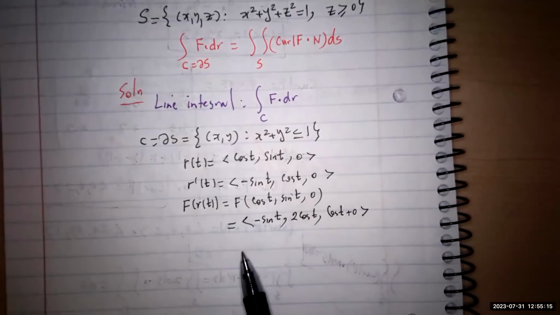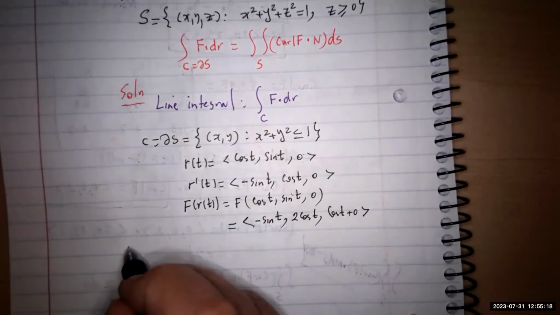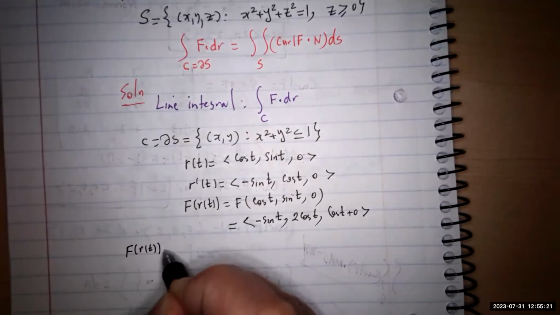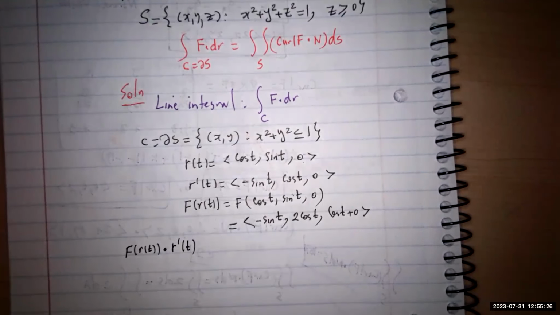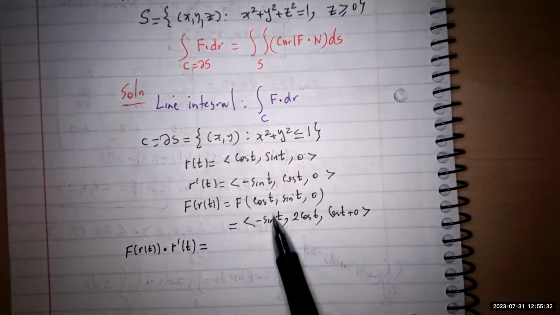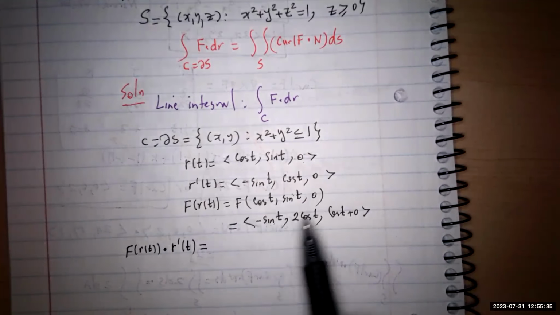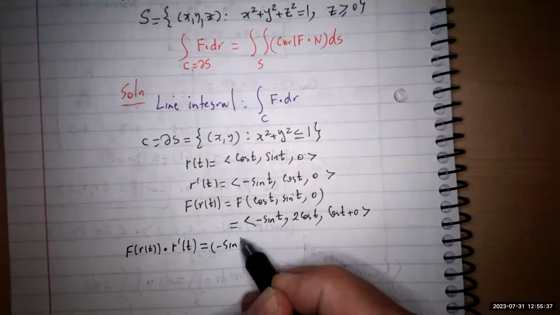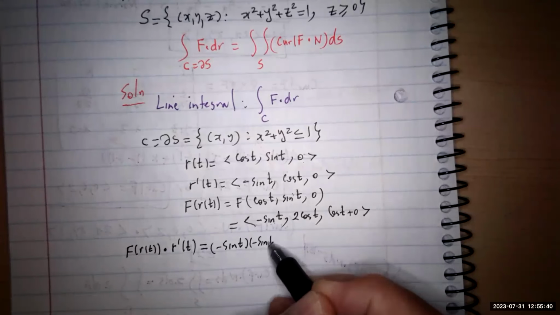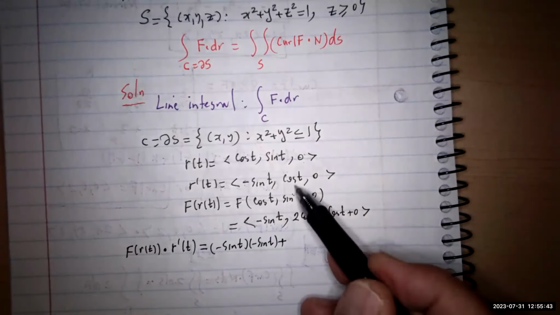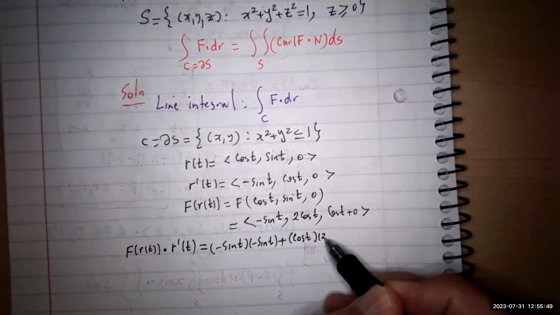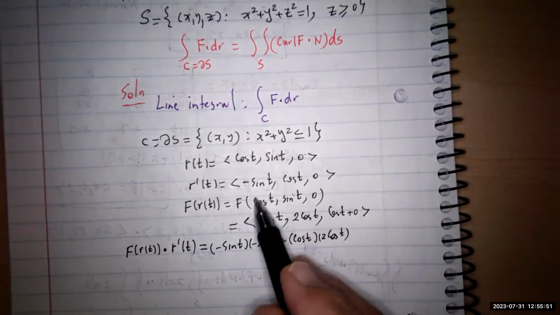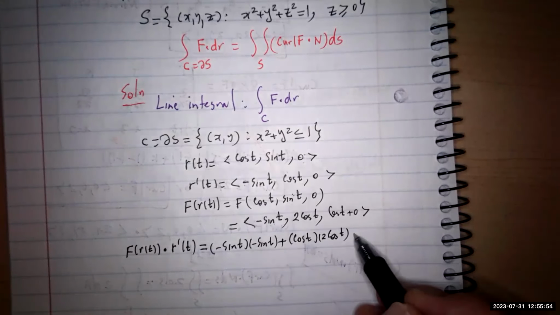Then you have to get the dot product of these two and integrate it. So you find f of r of t dot r prime of t. Okay, so this is it. So this is r prime of t, just multiply these components together. So that gives you negative sine t times negative sine t, plus the second component, cosine t, 2 cosine t. And the third component, of course, is 0. So that gives you 0.